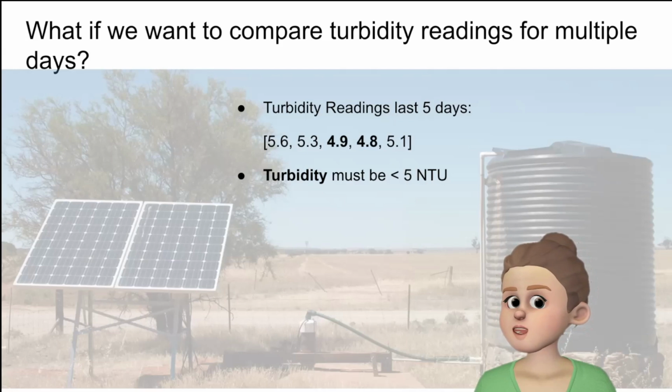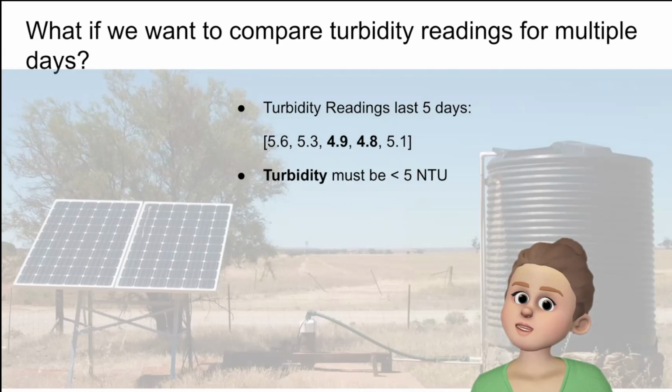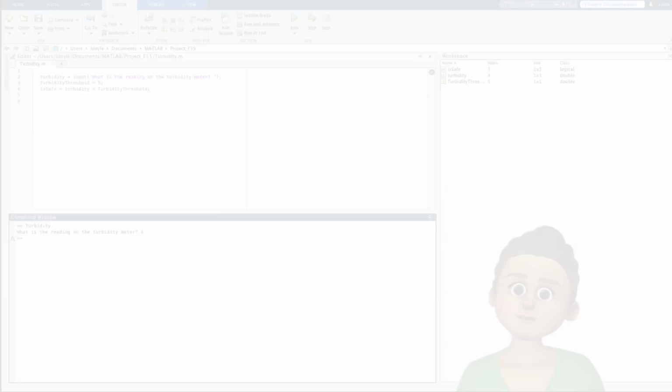They're all logical. First one will be 0. The second one will be 0. The third will be 1. The fourth will be 1. And then the fifth will be 0. So I'm going to pop back into MATLAB and show you how that works.